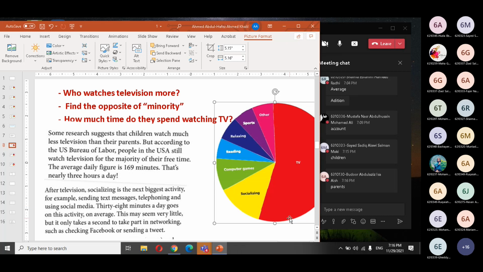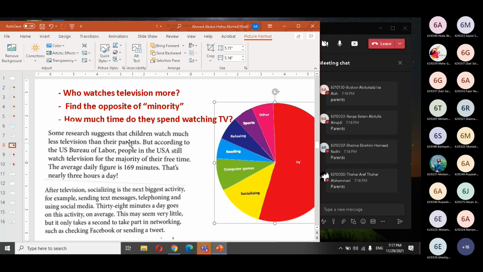Okay. Look at what Budur wrote. Parents. Parents or neighbors, children. Yes. Parents. Yes, because it says children watch much. You were tricked by the word much. Continue: children watch much, much less. Less. Much less, not much more. Children watch much less television than their parents.